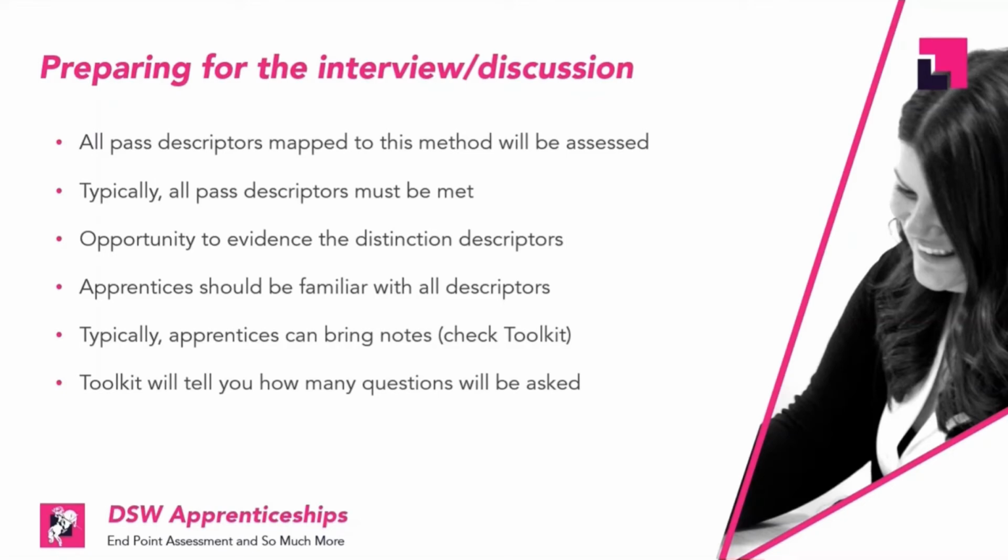And then finally, the last tip is use the toolkit to understand how many questions are likely to be asked in that interview or discussion. So with the newer style assessment plans, usually it tells us as an endpoint assessment organisation, okay, there's an interview, it's an hour long, and you've got to ask 8 questions from a bank. And if the apprentice knows that, then they've got a good idea of how long they should be spending on each of the questions, so that they give an answer that's detailed and thorough enough, but also that they don't go off topic and spend too long focusing on one question. So that information is really useful to the apprentice.